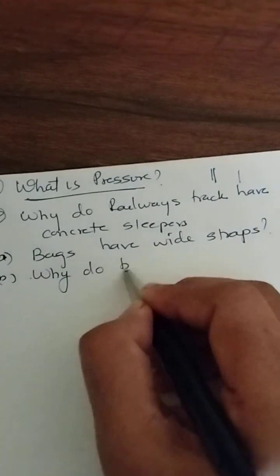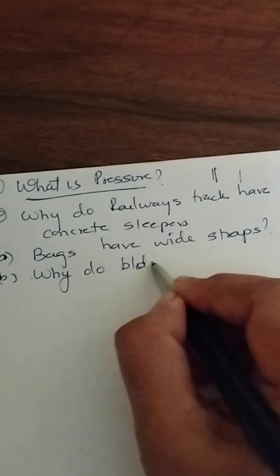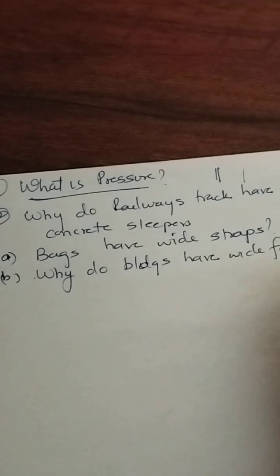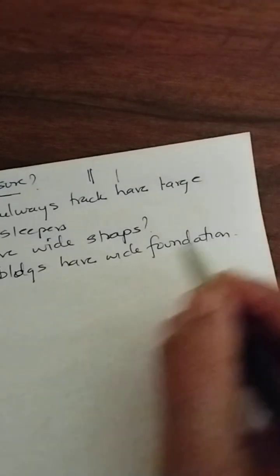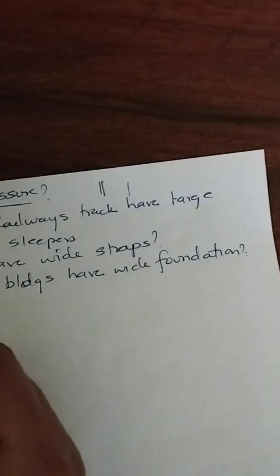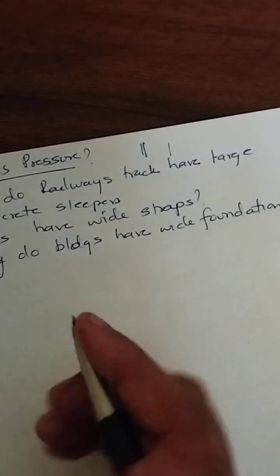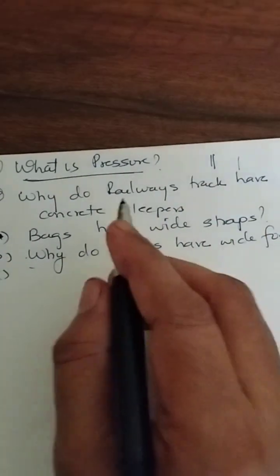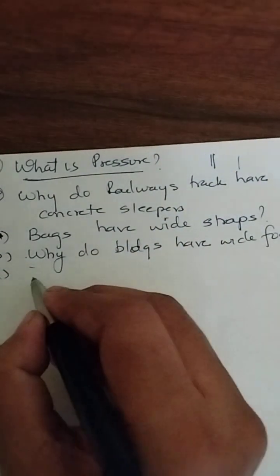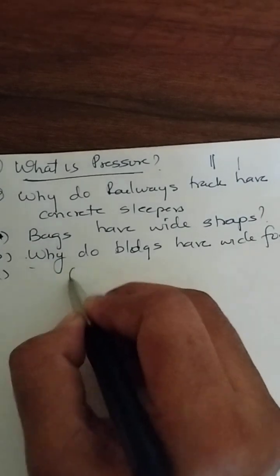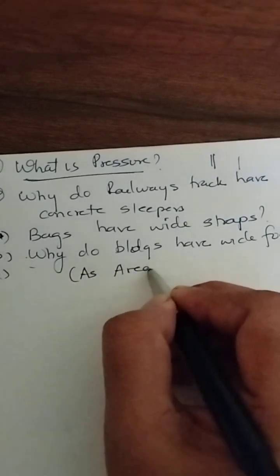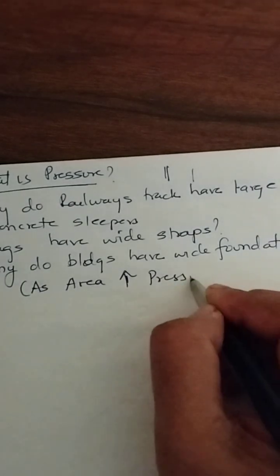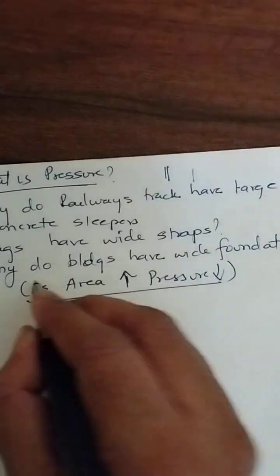Similarly, why do buildings have wide foundation? It's because, again, the same reason you give. The area increases, the pressure decreases. There are so many questions on this. Sharp knife, then pointed nails, all these, the reason is the same. As area increases, pressure decreases. All of them carry the same answer. I'm just giving you a short form here.